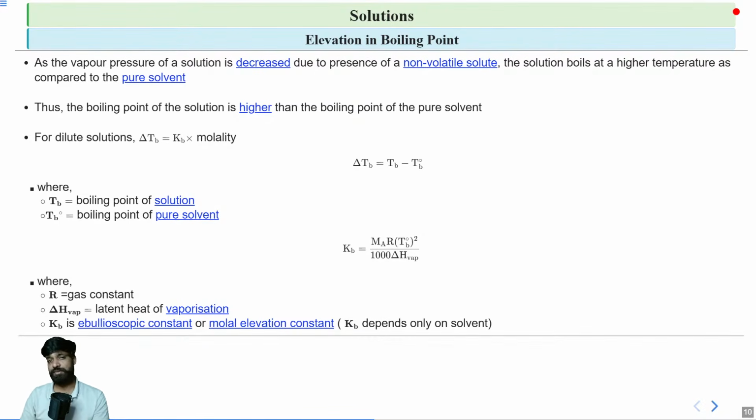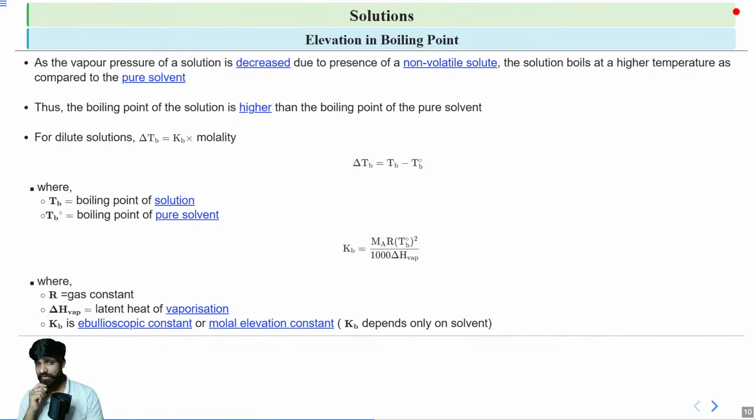Is this formula clear to you? So delta H vaporization is the latent heat of vaporization. It means the amount of heat which you should supply to 1 mole of that solvent to be converted into the vapor phase. So that is known as your delta H of vaporization or latent heat of vaporization. R, you know it very well, it is your gas constant 8.314 joule per mole per Kelvin, and T naught B, which is your boiling point of the pure solvent.